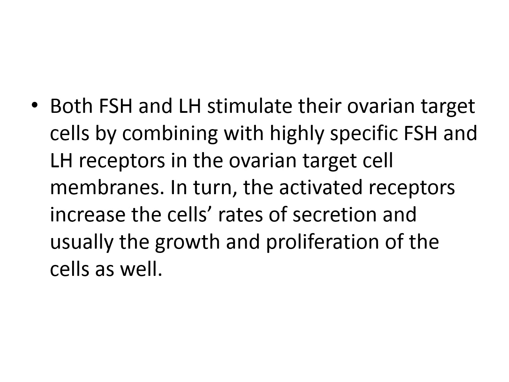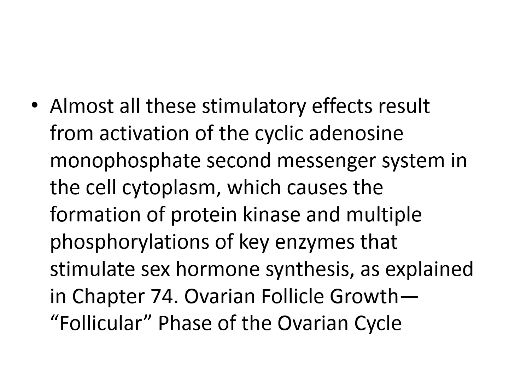Both FSH and LH stimulate their ovarian target cells by combining with highly specific FSH and LH receptors in the ovarian target cell membranes. In turn, the activated receptors increase the cell's rates of secretion and usually the growth and proliferation of the cells as well. Almost all these stimulatory effects result from activation of cyclic adenosine monophosphate as a second messenger in the cell cytoplasm, which causes the formation of protein kinases and multiple phosphorylations of key enzymes that stimulate sex hormone synthesis, as explained in Chapter 74, Ovarian Follicle Growth, Follicular Phase of the Ovarian Cycle.